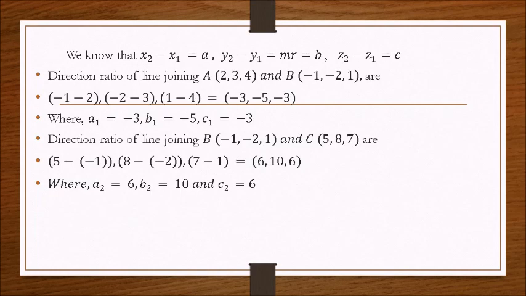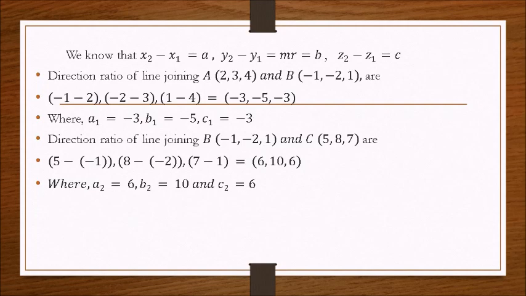Now we will try to get the proportionality. What is a1 divided by a2? It is minus 3 divided by 6, so you get minus 1 by 2. What is b1 divided by b2? Minus 5 by 10, so it is minus 1 by 2. c1 divided by c2 is minus 3 by 6.